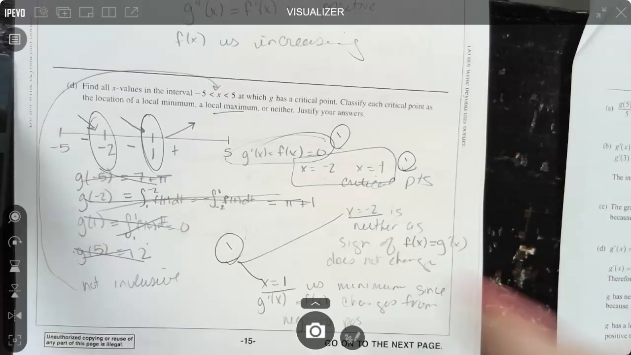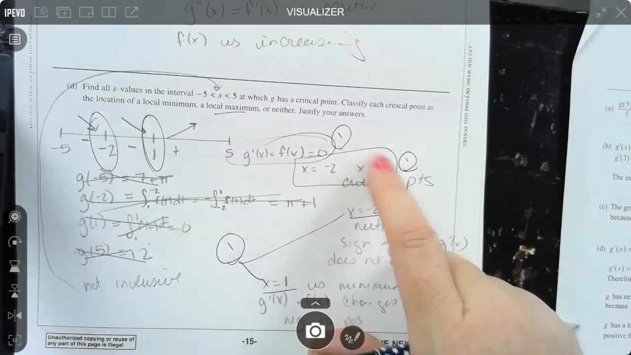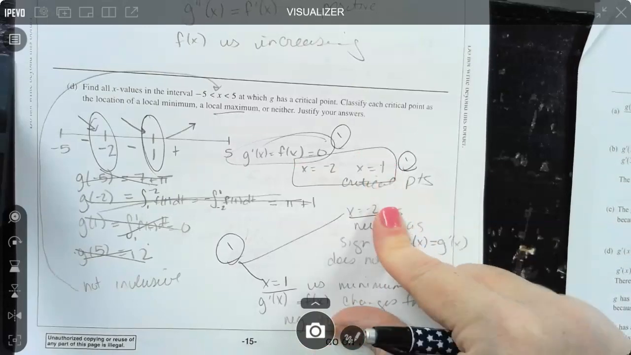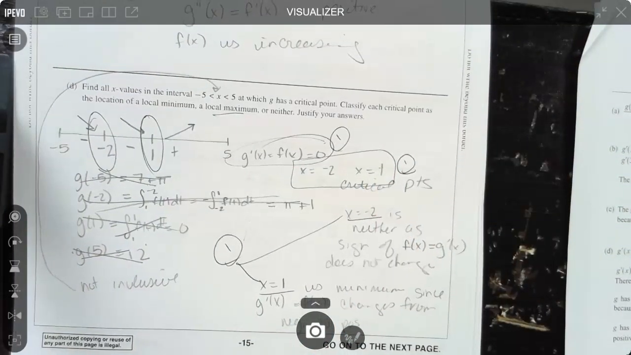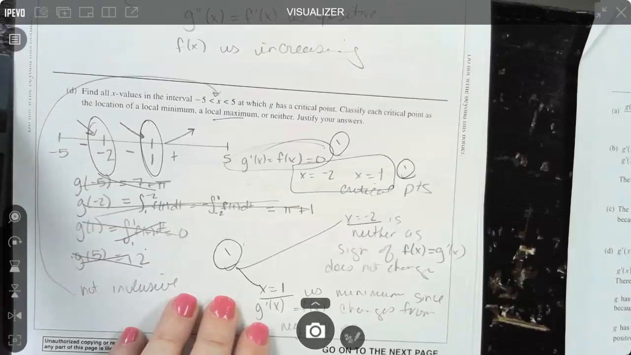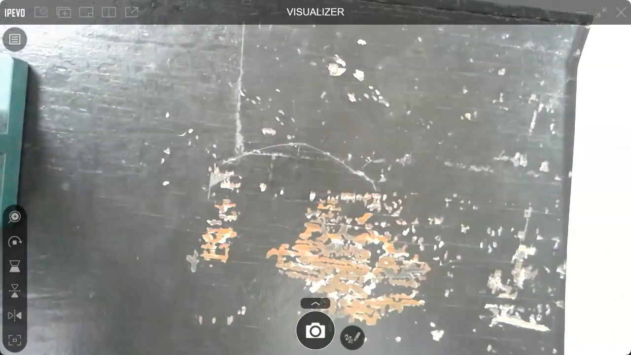There's 3 total points. 1 point for considering where it equals 0. 1 point for identifying these 2, and then 1 point for the justification. Y'all adjust where you need to if I made mistakes, because I graded these. All right, number 4.